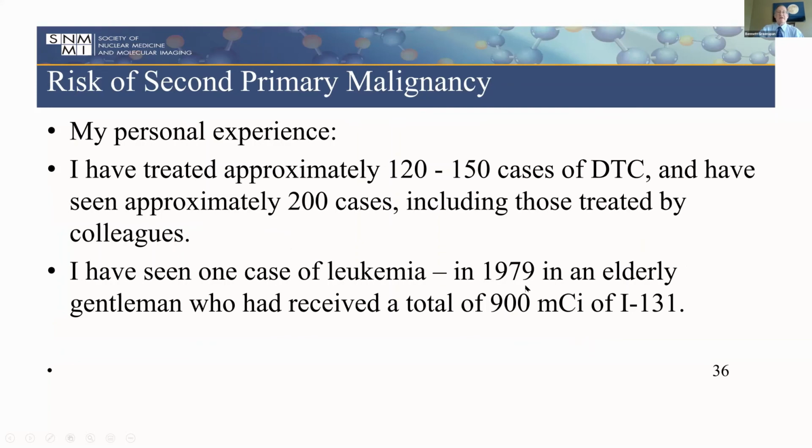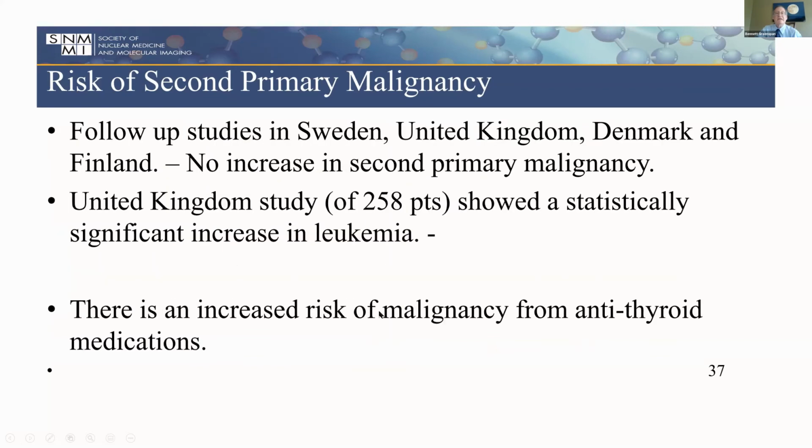In my personal experience, I've treated approximately 120 to 150 cases of differentiated thyroid cancer and have seen approximately 200 cases overall. I've seen 1 case of leukemia throughout my entire career. There was an elderly gentleman who received 900 millicuries of I-131. Follow-up studies in Sweden, United Kingdom, Denmark, and Finland show no increase in second primary malignancy, except for the United Kingdom's study, which showed a small increase. And again, there's an increased risk of malignancy from anti-thyroid medications.